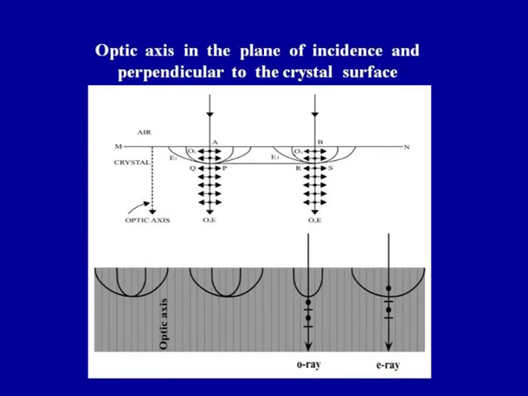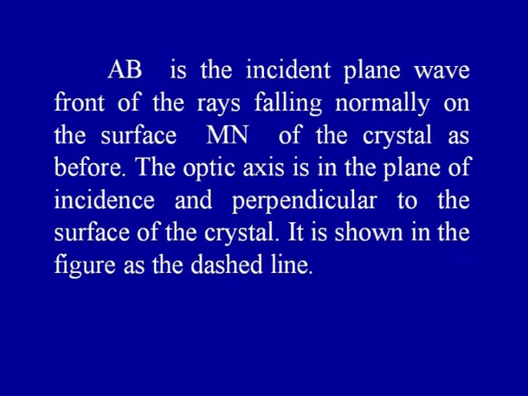Let us now take the third case, optic axis in the plane of incidence and perpendicular to the crystal surface. The optic axis has been shown as a dashed line. AB is the incident plane wavefront, as in the earlier cases, of the rays falling normally on the surface of the crystal MN as before. The optic axis is in the plane of incidence and perpendicular to the surface of the crystal. As I said earlier, it is shown in the figure as the dashed line.